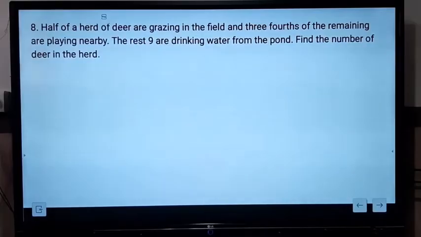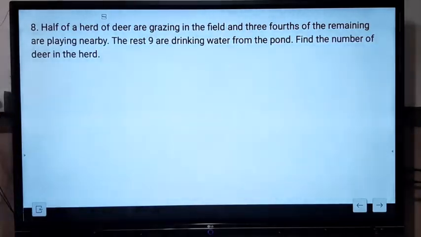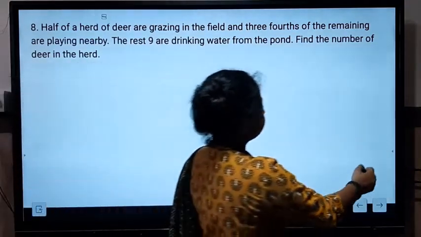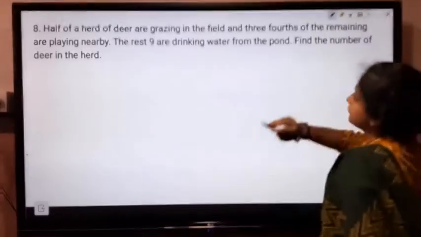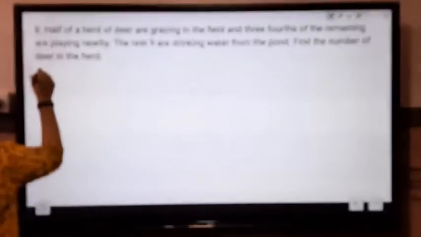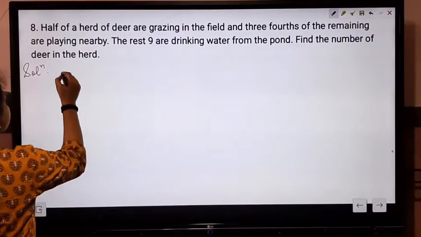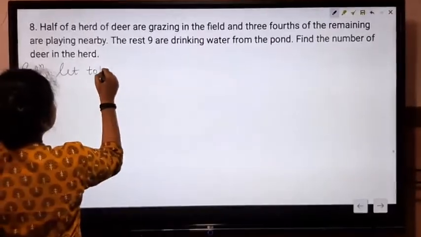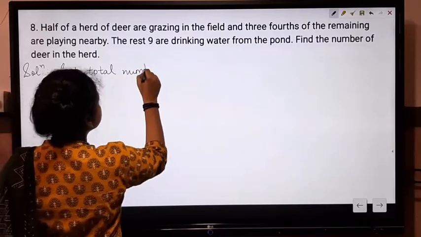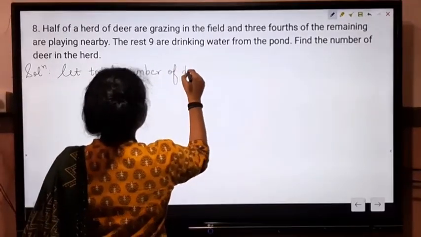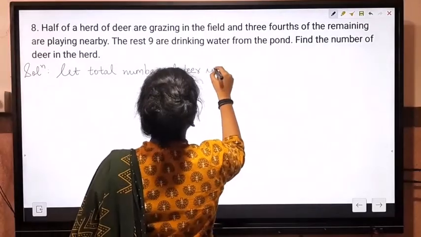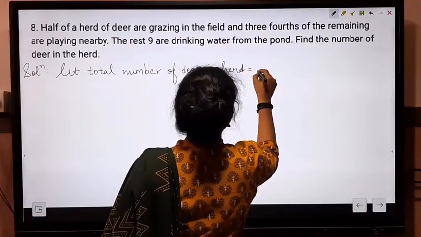Half of the deer are grazing in the field and 3/4 of the remaining are playing nearby. The rest 9 are drinking water from the pond. Find the number of deer in the herd. So for the solution, we can consider the total number of deer in the herd to be x. Let the total number of deer in the herd equal x.